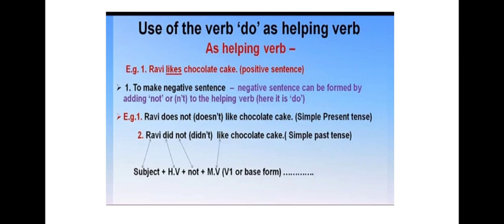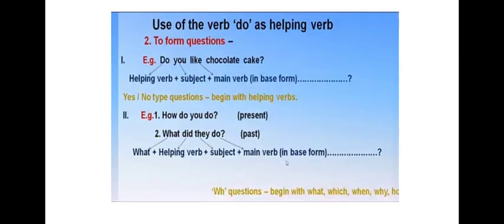So here, do is used for the plural in the present tense, does is used for the singular in the present tense, and did is used for both singular and plural in the past tense. Remember this, okay? Now again, the more uses of do as a helping verb.